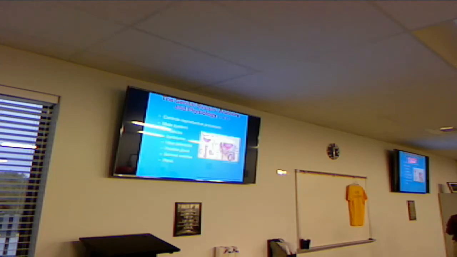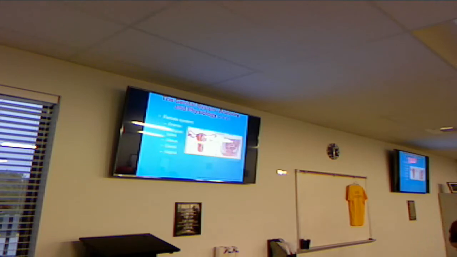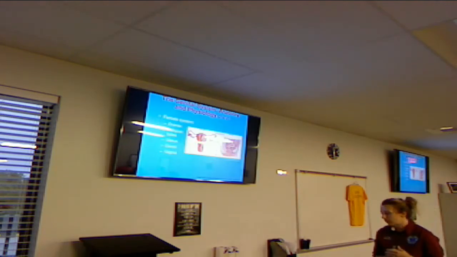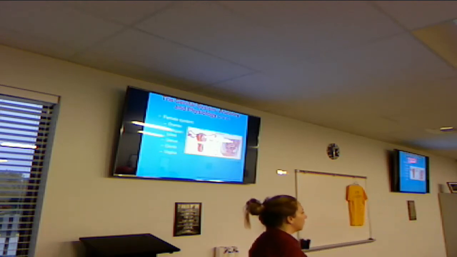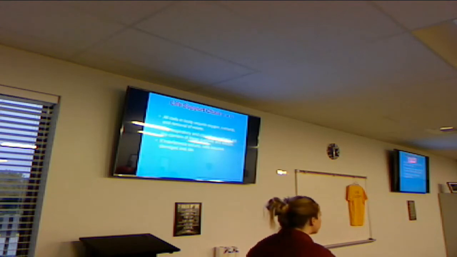Your genital system, so this is what controls your reproductive processes. The males, you have your testicles, the epididymis, your vas deferens, your prostate gland, seminal vesicles, and the penis. And then for females, obviously we have the ovaries, fallopian tubes, uterus, cervix, vagina. These are all part of the genital system.